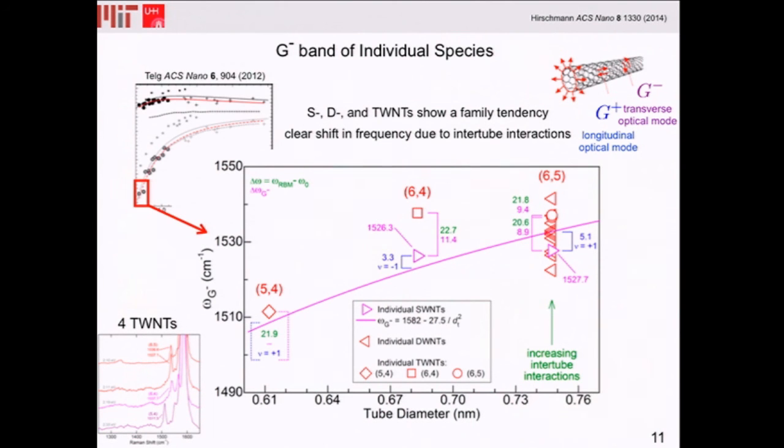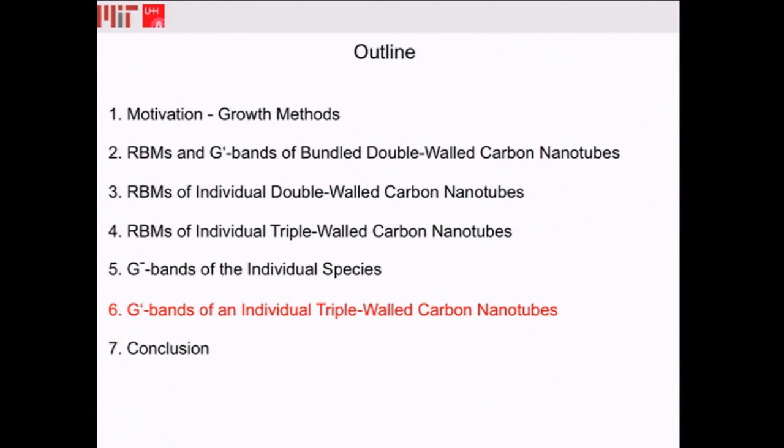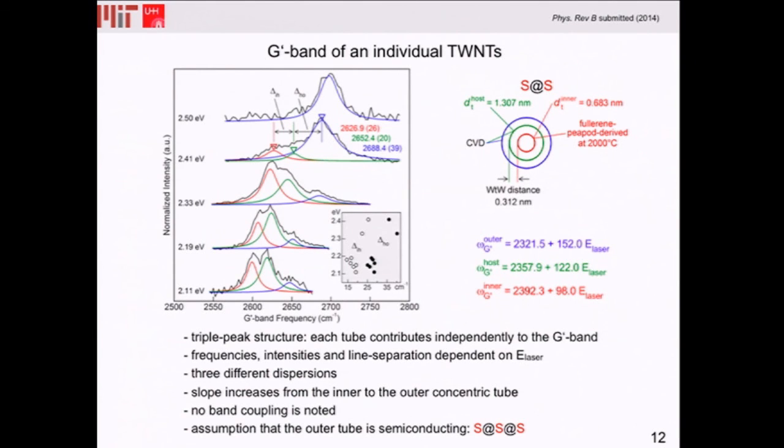So we see that the 6,5 nanotubes agree with the double wall carbon nanotubes. Also, they show the same shift, and we can also look at the 6,4 and the 5,4 frequencies, and there is a very good relation to the theory and to the fit of the single wall carbon nanotubes.